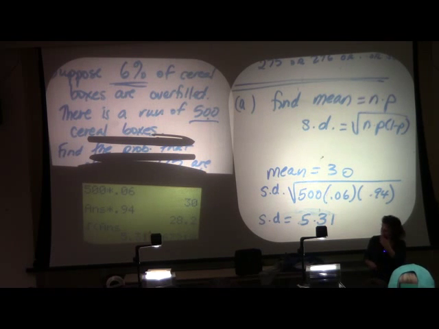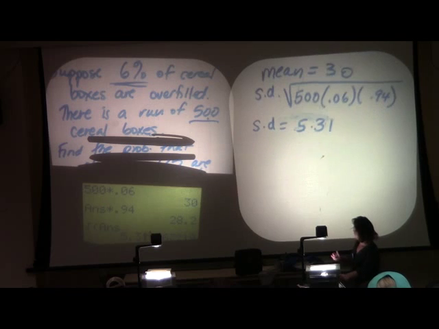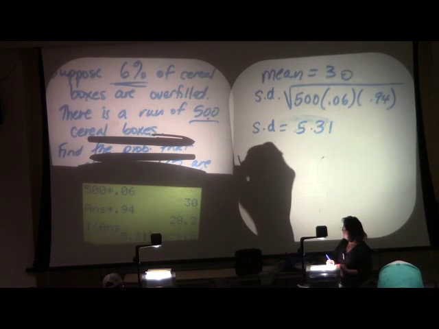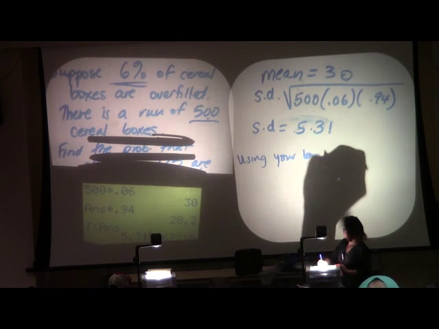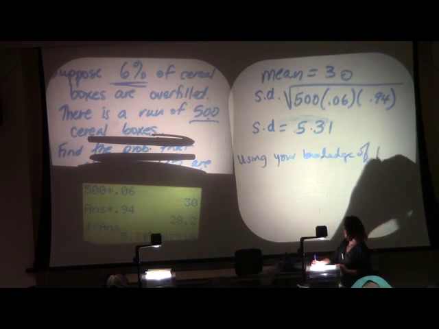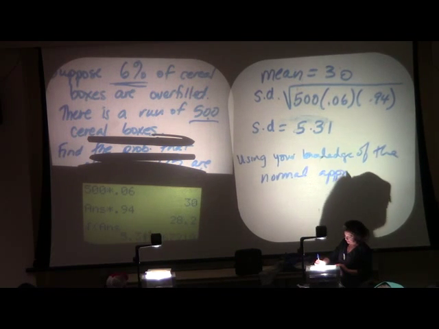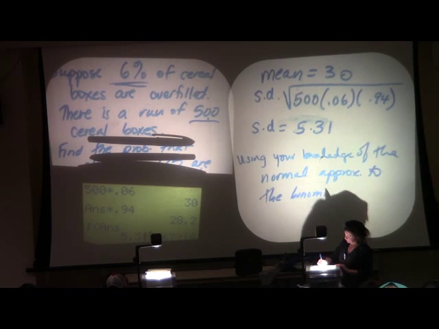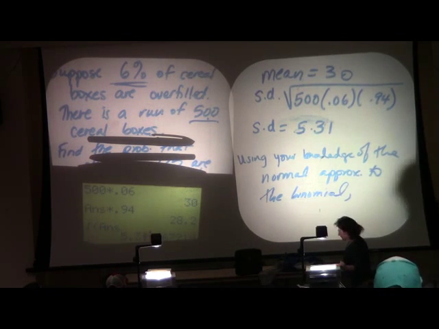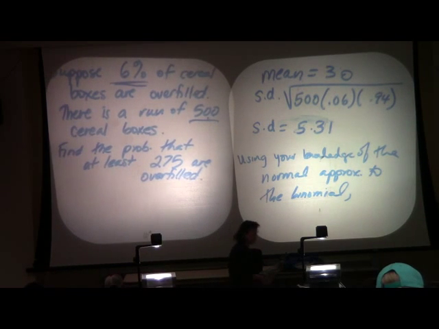Okay? Now that we've found our mean and our standard deviation, what I will say is, using your knowledge of the normal approximation to the binomial, we wanted to find the probability that what? At least 275 are overfilled.